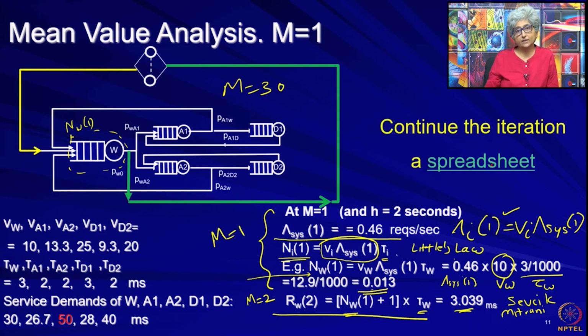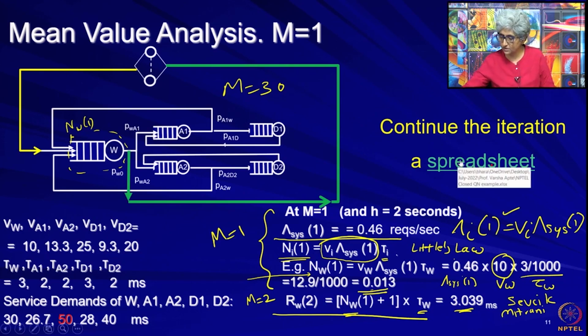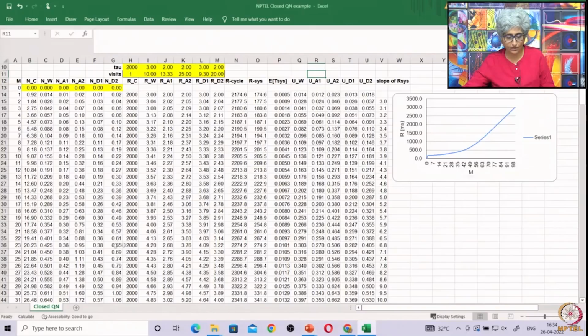Okay. So we will continue this iteration in a spreadsheet, and I will show you the implementation of this MVA for this particular queuing network in a spreadsheet. Okay, let us look at this spreadsheet now.